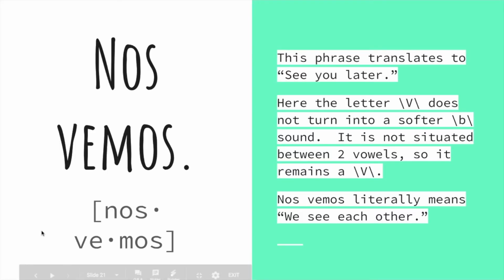And then this is actually my favorite phrase to close the sentence. Repita, nos vemos. Nos vemos. This phrase also translates into see you later. Here, the letter V is not in between two vowels. So we have an S next to it, and then here we have an E. So this V stays the regular letter V. It does not change into that softer B sound.